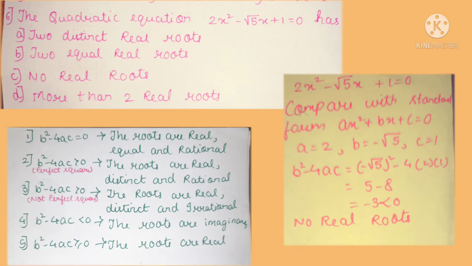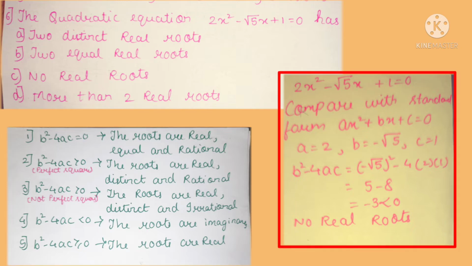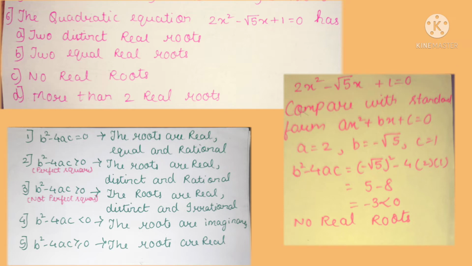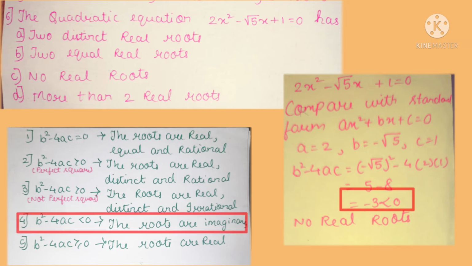According to the given question, I will compare with the standard form, that is nothing but ax square plus bx plus c, in which we got the values of a, b, c. We need to find the value of b square minus 4ac, and check whether it is greater than 0, equal to 0, or less than 0. After that only we can conclude whether it's a real root or imaginary roots. We got the answer as minus 3, which is of course less than 0. So if b square minus 4ac is less than 0, as we have done previously, then no real roots.